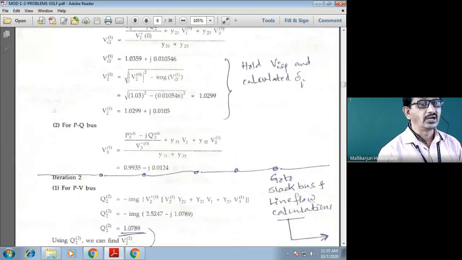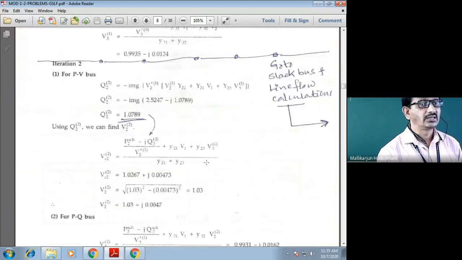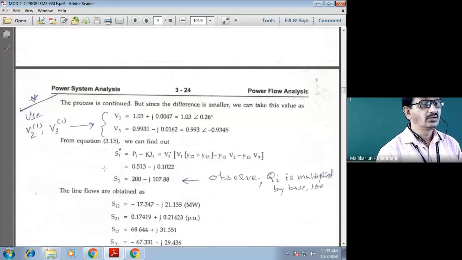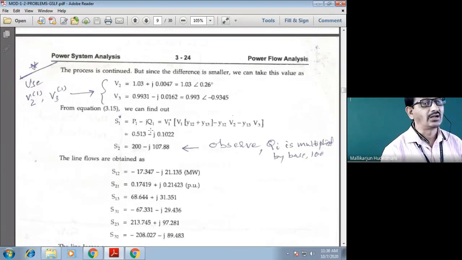Stop here and go to line calculation and slack bus computation. Like this. I just go here. Here, the author has used V2, V3, the bus 2 generator voltage and bus 3 load voltage, which he used after the computation of the second iteration. But now I want only one iteration. Use one iteration, stop it. Like this. Okay, I'll stop here.